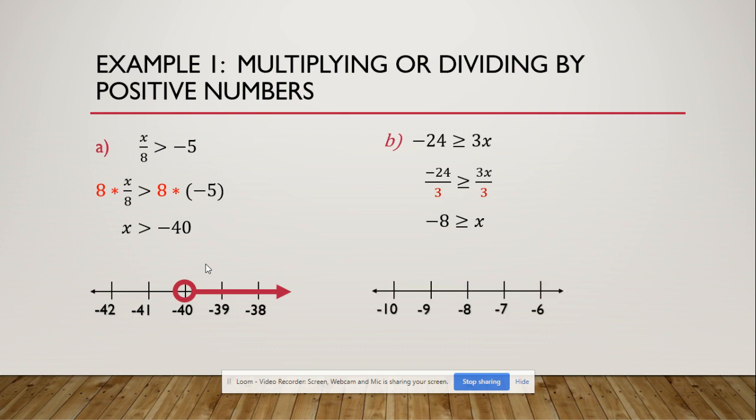To show all the possible solutions, we create our number line and put our dot on it. This time it's filled in, because we can equal -8. -8 is a solution, along with all the numbers less than that, because x is less than -8. So we draw our line going towards the left, in the direction of lower numbers.